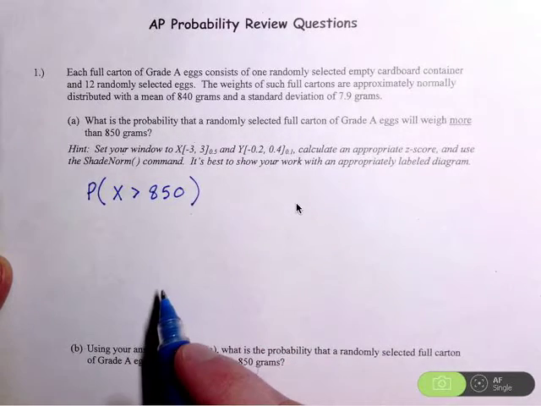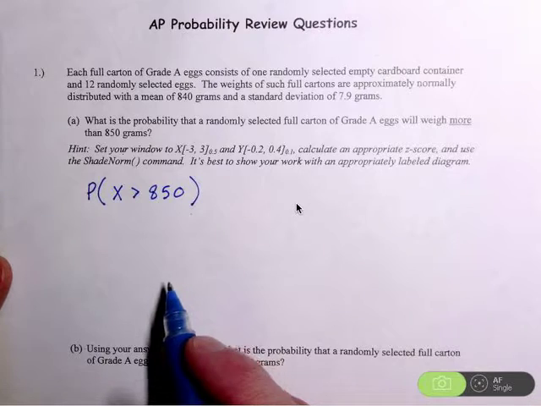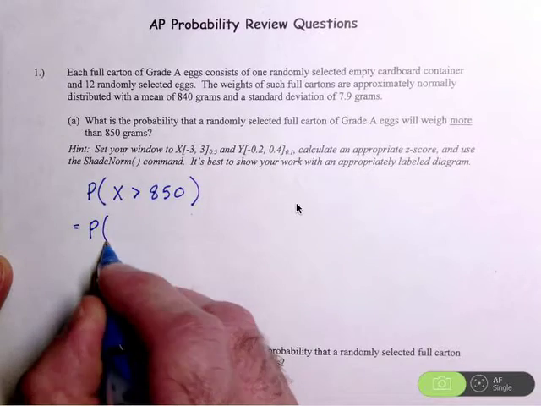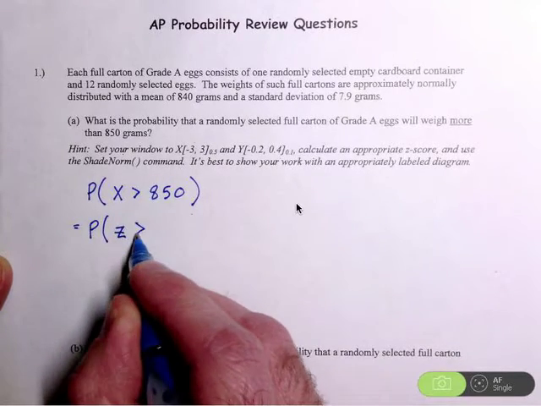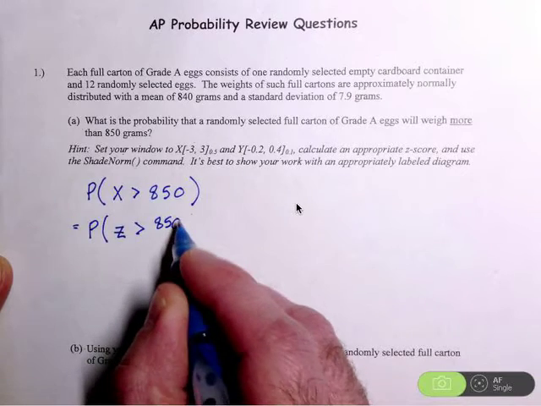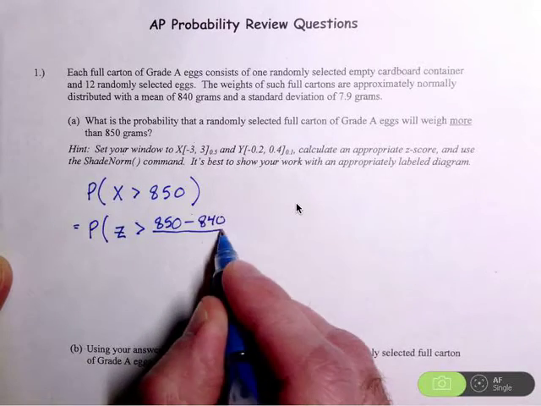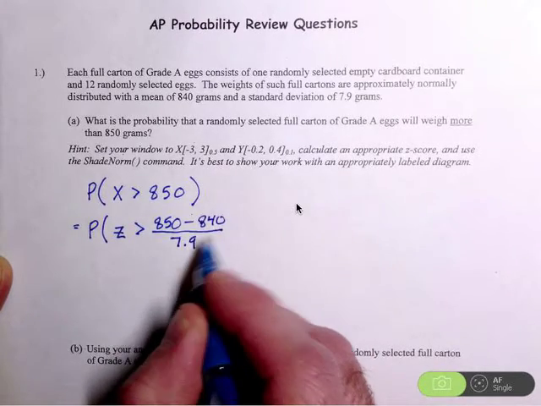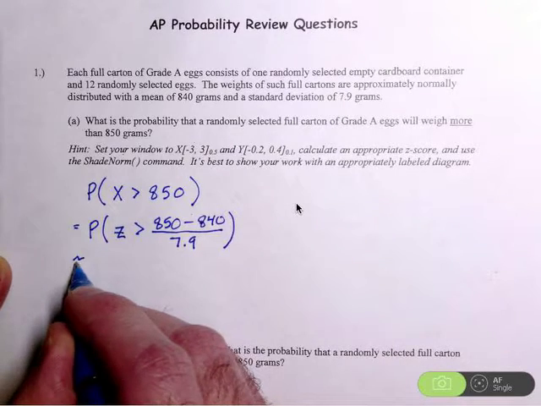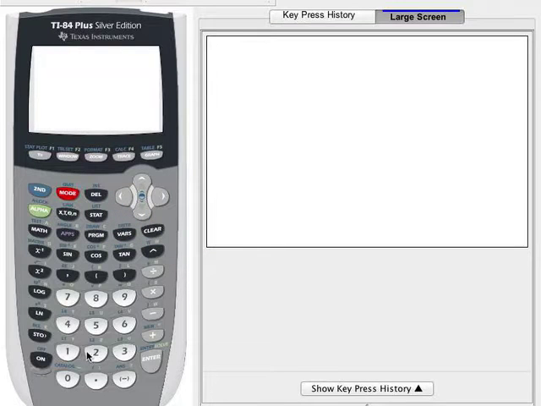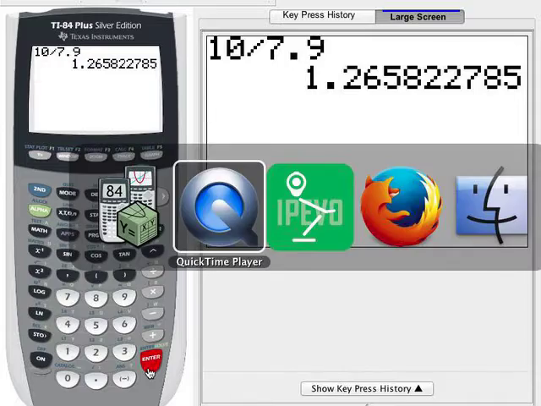To do a question like this, because we're using the normal distribution, we want to change this 850 into a z-score. So instead, we can think about this as the probability that z is greater than 850, our observation, take away the mean of 840, and then divide by the standard deviation of 7.9. So we can approximate that z-score. That's 10 divided by 7.9. We'll call that z-score 1.27.